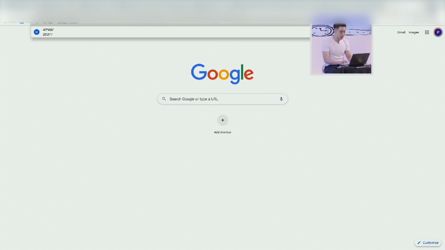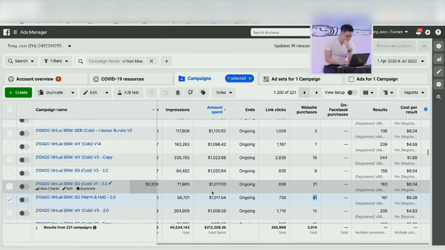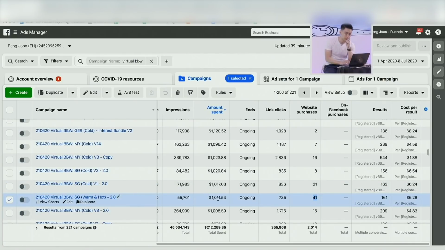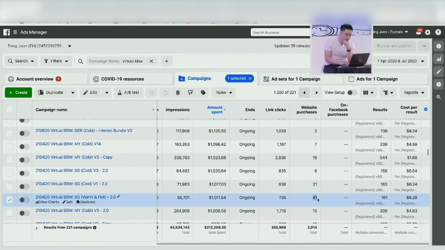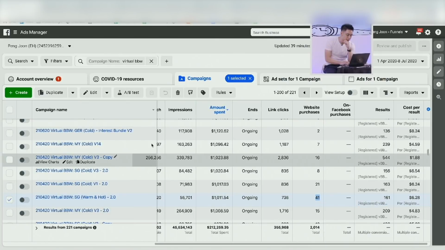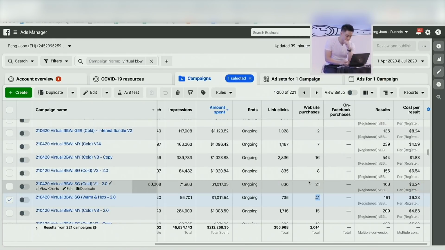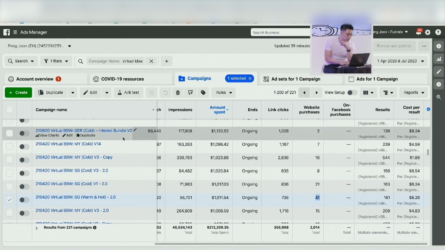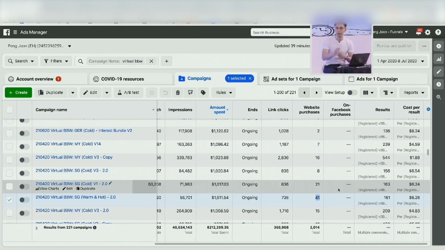41 sales at $497 is 20 grand. So we got back a 20x return. Understand, we spent $1,000 and eventually got back $20,377 in sales. Now, why would this convert better than all these other audiences? Take a look at all these other audiences. They spent about $1,000 as well, but you'll notice that nowhere near in terms of conversions, whether it was Germany, whether it was another country. Why is it different? It is because they're warm and hot.